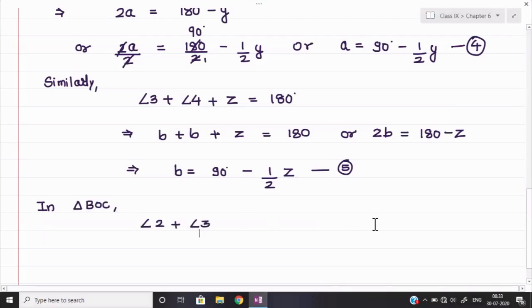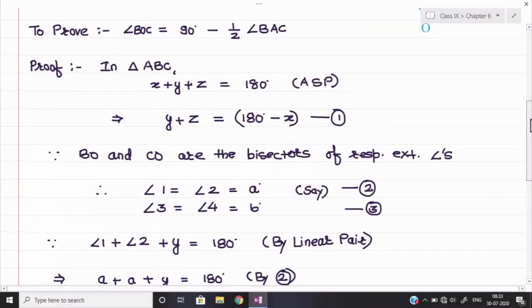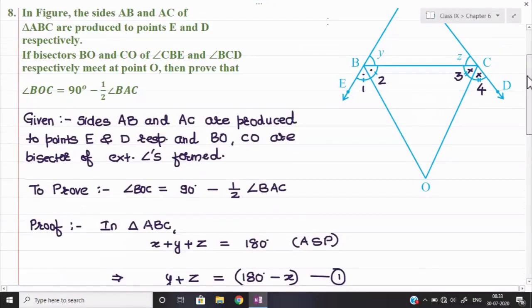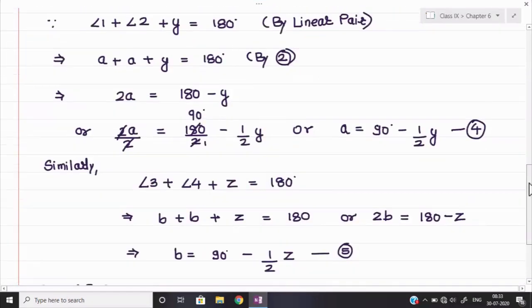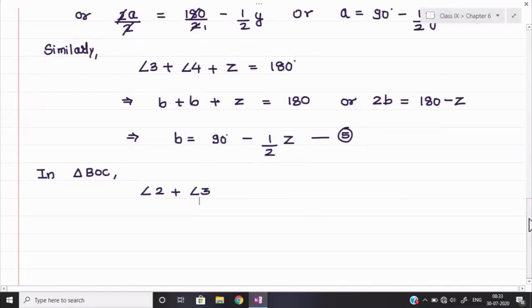we can say angle 2 plus angle 3. Am I right? The angles' names, once we can check, angle 2 and angle 3 are only coming here. Yes, angle 2 and angle 3, and plus, what I have told you, the third angle is angle BOC. So angle 2 plus angle 3 plus angle BOC will be equal to 180 degrees. The reason we shall not give again and again; the same reason need not be given.